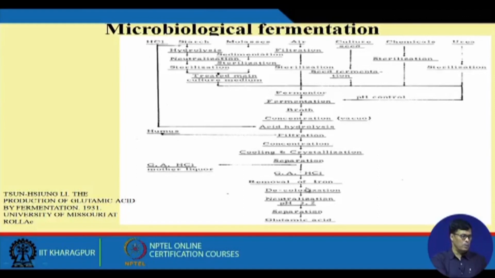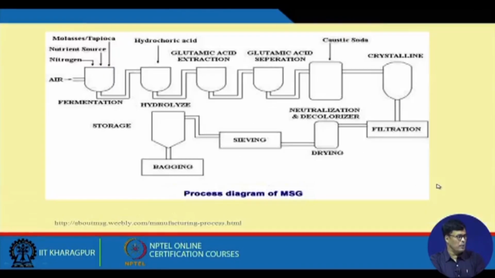And here also, like protein hydrolysis, you have to remove the iron by using sodium sulfide. You have to use decolorization by using activated charcoal. Then you have to do the neutralization to 3.2, similar to what we did in the case of hydrolysis of the protein. Then separation, we get the glutamic acid. So this is the process through which we can get the glutamic acid.